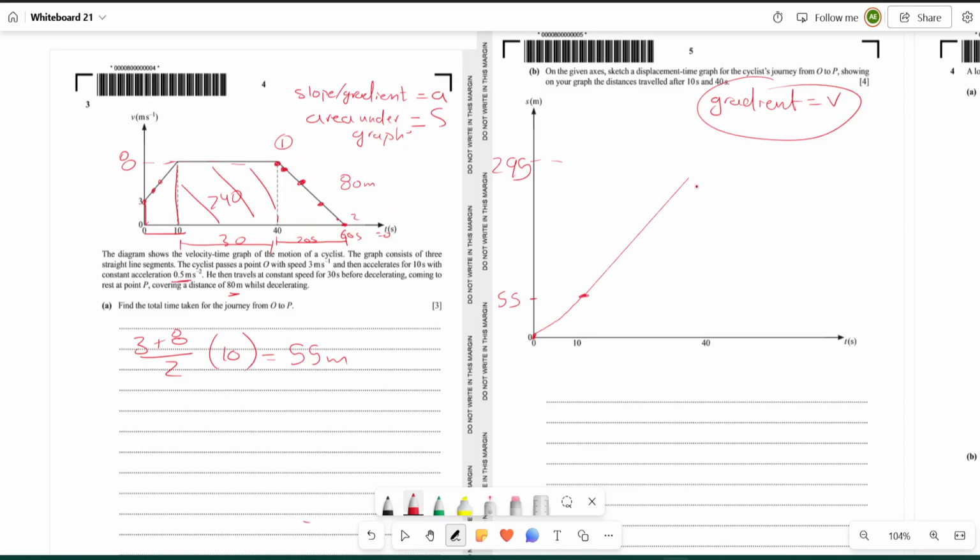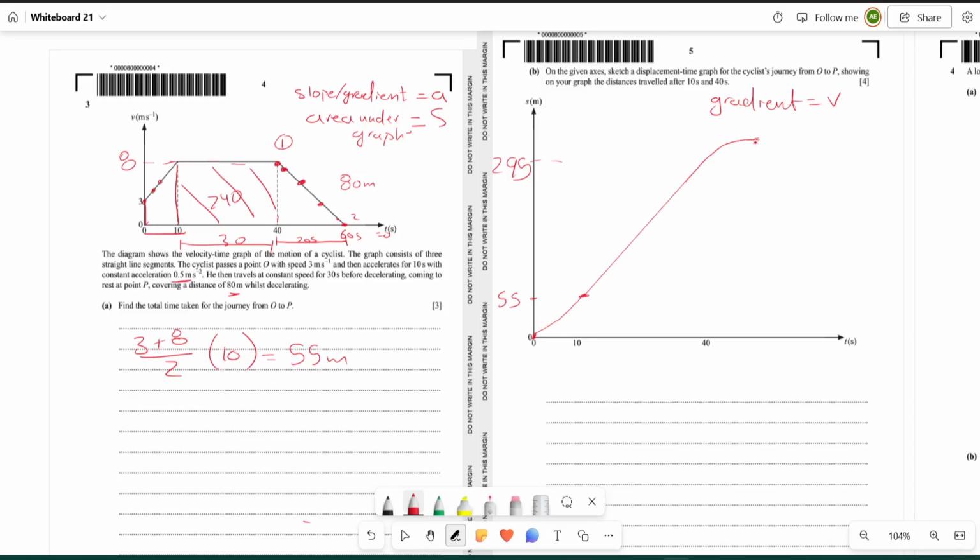The velocity over here is decreasing, so do you think I should draw a constant gradient, an increasing gradient, or a decreasing gradient? I'll follow my velocity. I'll draw a decreasing gradient. So I need to draw something that looks like this. Decreasing gradient until the velocity reaches 0. So I will decrease my gradient until it reaches 0. So I'm going to draw something like this, right?